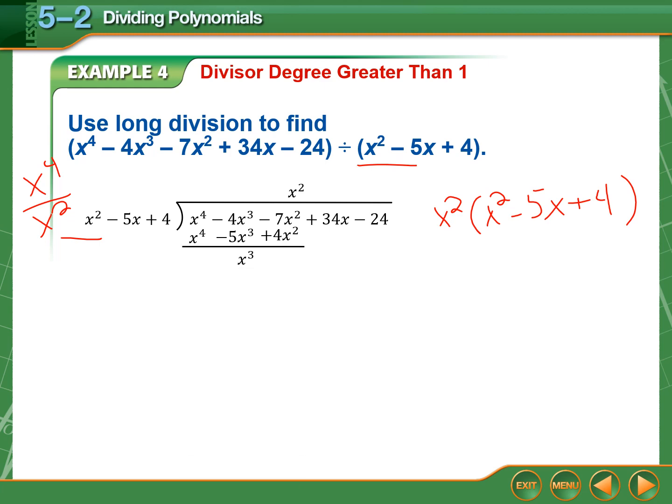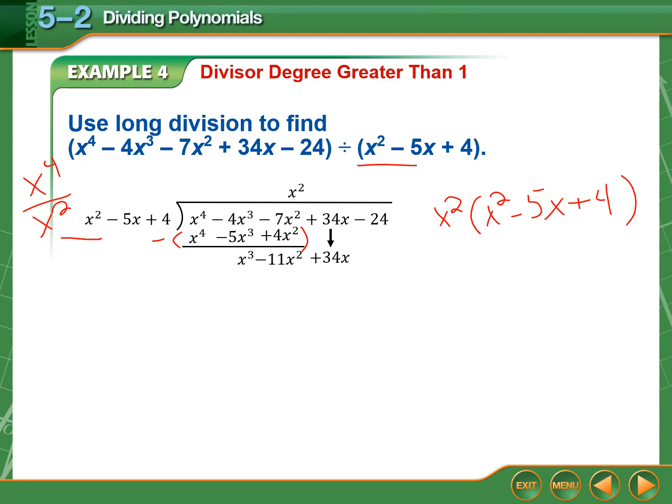All right, so here's our subtraction. Negative 4x to the 3rd minus a negative 5x to the 3rd makes the 5 positive, so I have 5 minus 4, which is x to the 3rd power. Now I have to do negative 7x squared minus 4x squared. Two negatives being added, so that's negative 11x squared. Then I have to bring everything down, so I have 34x brought down.